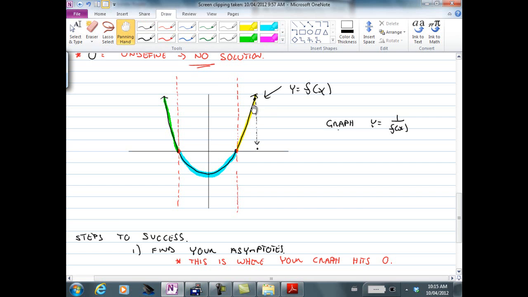Now I want you to choose a low point, somewhere really close to 0. It doesn't matter what number it is. We'll call that point 0.0001. Take the reciprocal of that point and see where it lies. It's going to be somewhere up here. Put a dot up there. If we keep doing this with more and more points, you're going to get something that looks like this. So we're going to draw in our graph from up here, connecting all those points together.